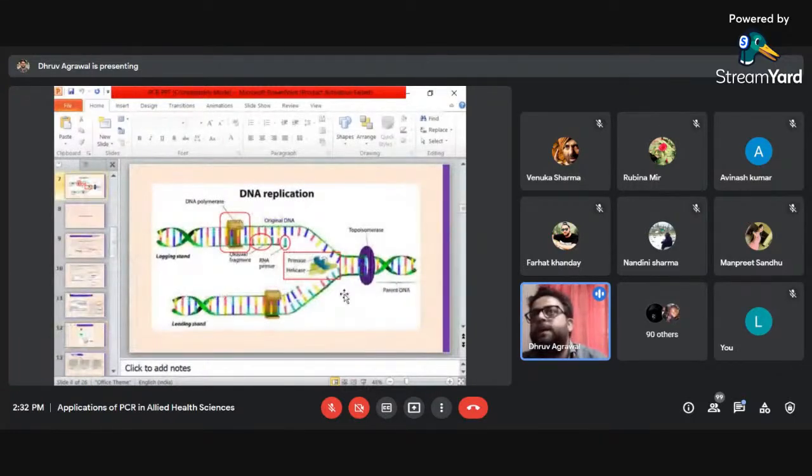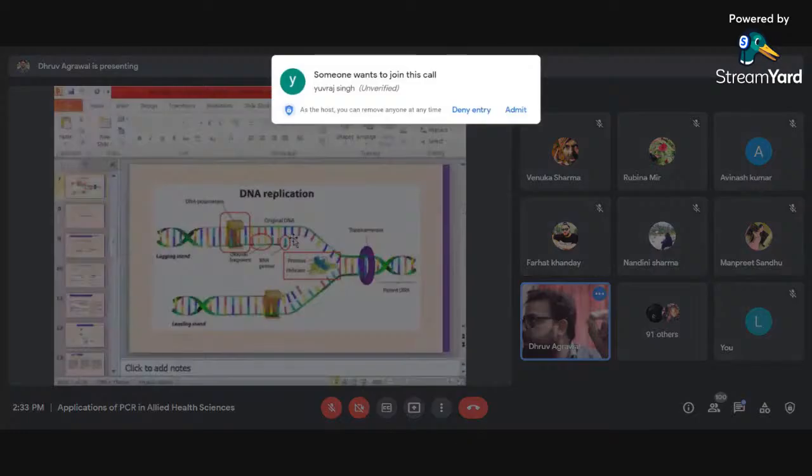So what happens over here? The double-stranded DNA is first of all opened up. These are the two strands of the DNA. First of all, they unwind, right? There is a group of enzymes involved in opening up this double-stranded molecule. Then one RNA primer goes and binds to a specific site on one of the strands. This RNA primer is important because it provides a free 3' OH group, which is required for the activity of the DNA polymerase enzyme.